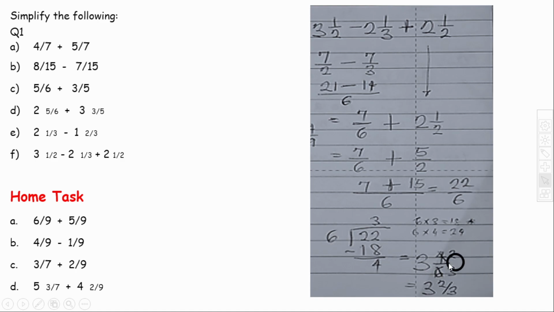But if you look at this fraction, 4 all over 6, you can find out that 4 and 6 still have a common factor. 2 is a common factor of both 4 and 6. So we divide both the numerator and the denominator by 2. 4 divided by 2 is 2. 6 divided by 2 is 3. So the final answer becomes 3 whole number 2 all over 3.